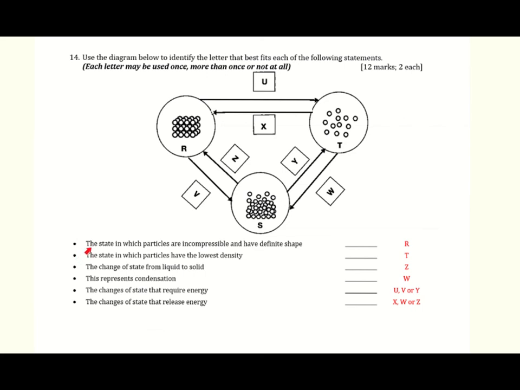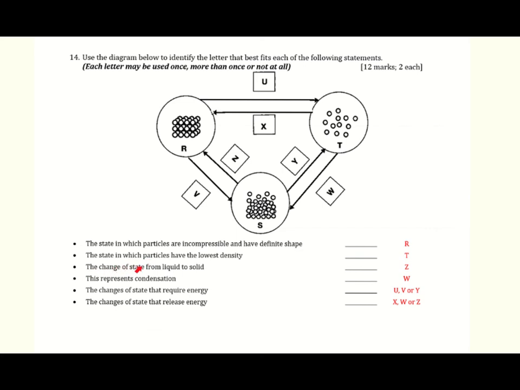First, state in which particles are incompressible and have definite shape. Incompressible, have definite shape, so we mean solids. So they are particles of R. So the answer here is R. Second one, state in which particles have lowest density. Very low density means very light, and the particles are very far. So they should be in the gas form, T.